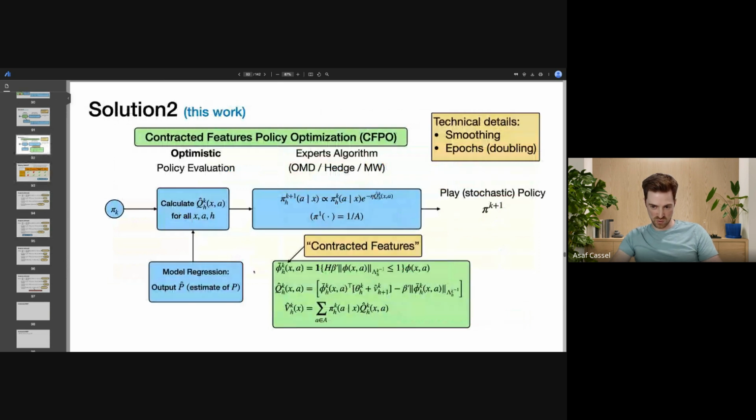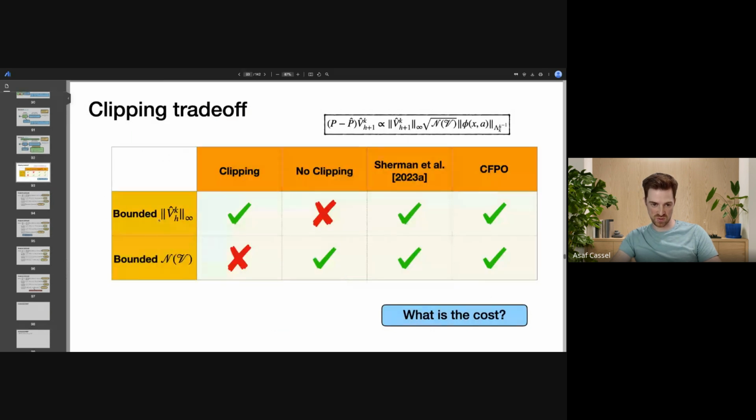Okay, so in the sense that we kept the algorithm almost the same, we still have this indicator, which in a sense operates exactly like what we had in Sherman et al.'s algorithm. So the boundedness of V hat and the boundedness of the function class would follow using roughly similar arguments. So our contracted features policy optimization ensures these things in a similar way to what happens in Sherman et al. But the question is, what kind of cost do you pay for this? Obviously, we removed a pretty big part with the reward-free exploration phase.